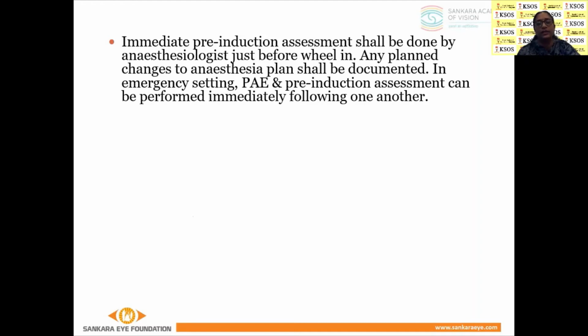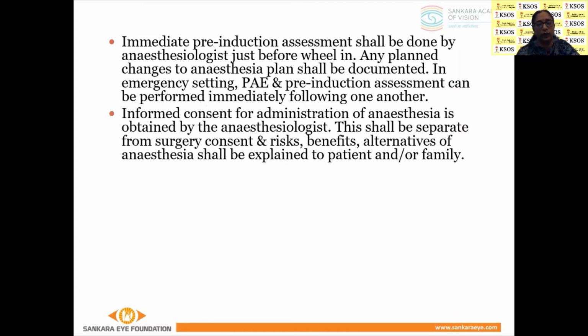Any planned changes to the anesthesia plan should be documented. Like for example, if the patient was supposed to undergo under LA, but suddenly you decided that he has to undergo GA, so this has to be documented. And in an emergency setting, a pre-anesthetic examination and pre-induction assessment can be performed immediately or following one another.